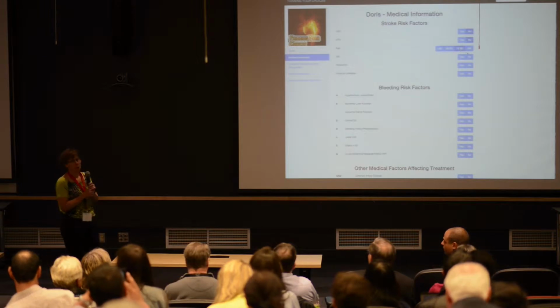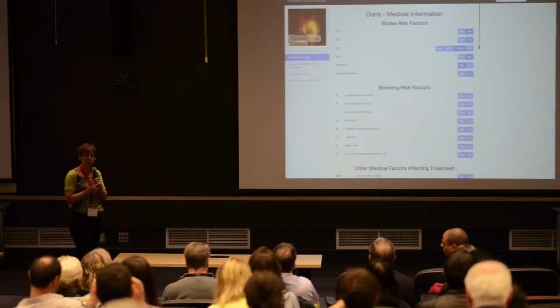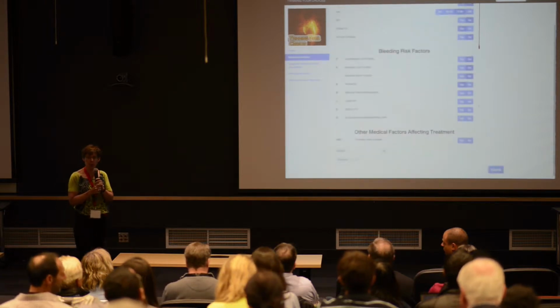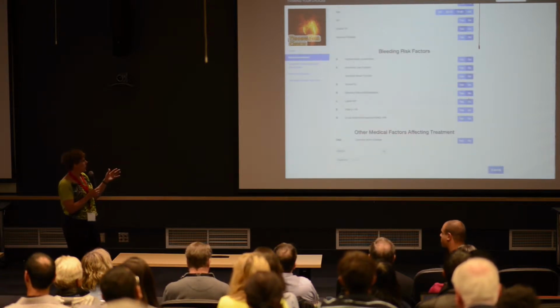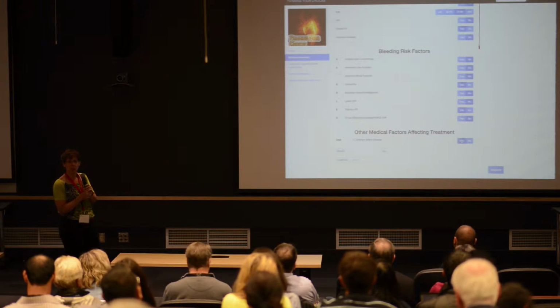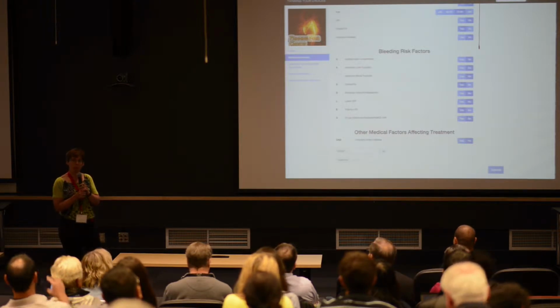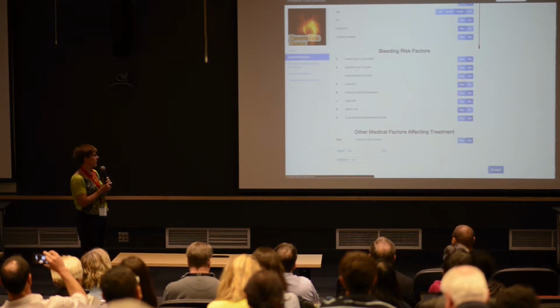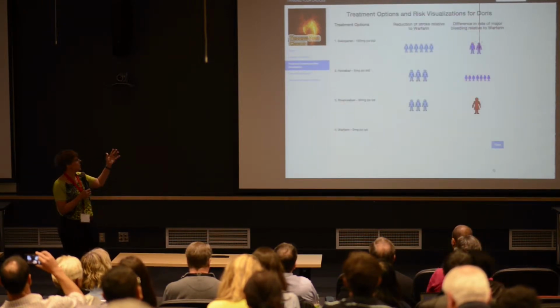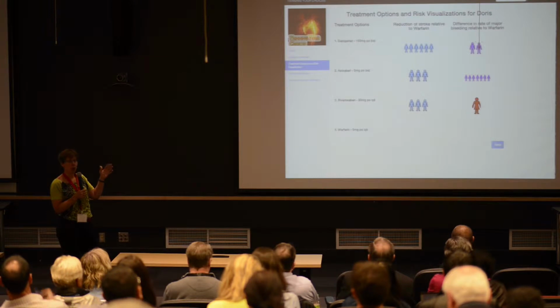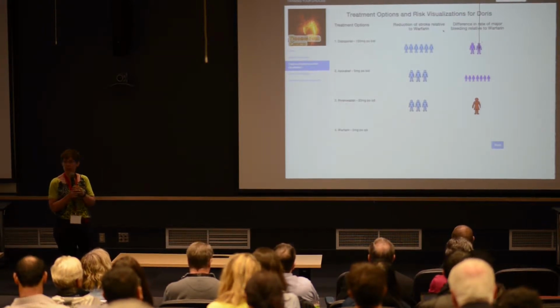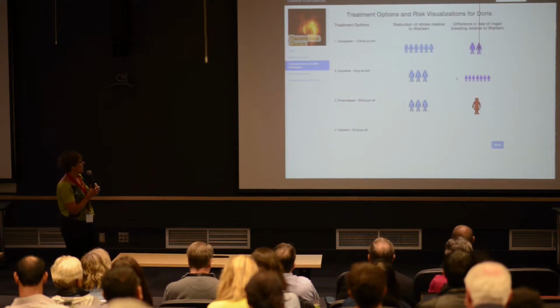We start by entering Doris's medical information on her stroke risk factors and bleeding risk factors, as well as other medical factors that would affect treatment choices. Once this is entered, identifying those risk factors, it will create the treatment options based on this information. In addition, you're then able to visualize how these treatment options compare across the stroke risk and bleeding risk associated with these treatment options in her case.